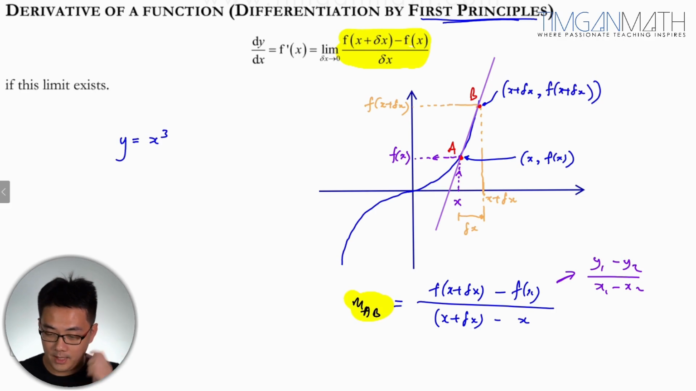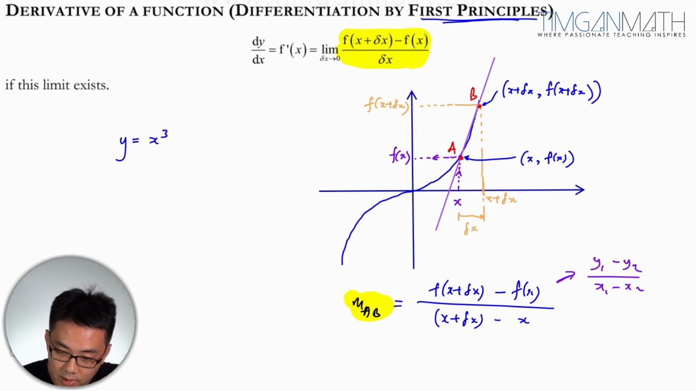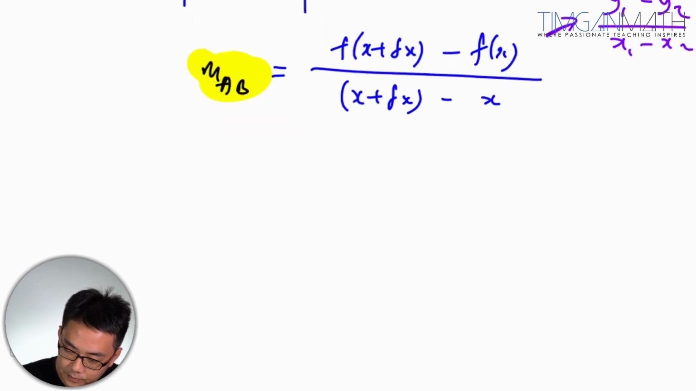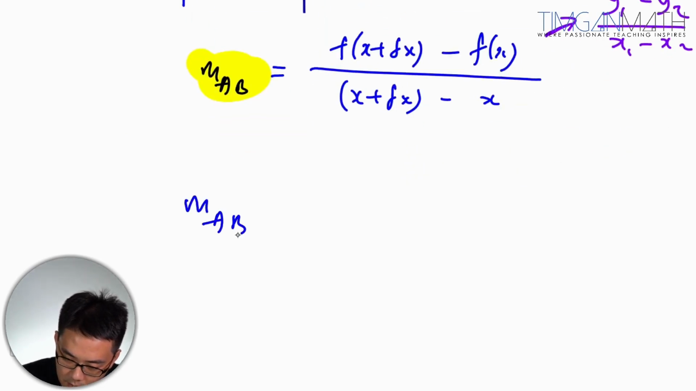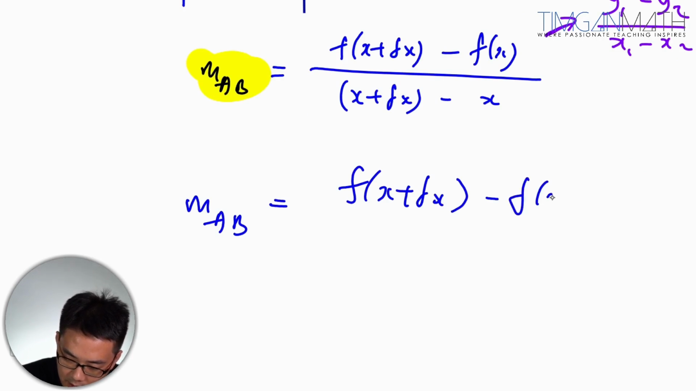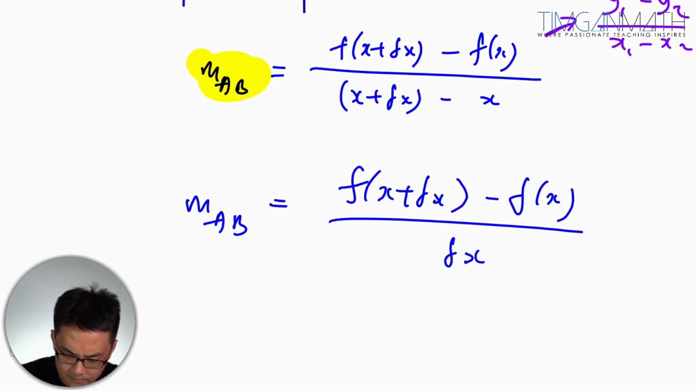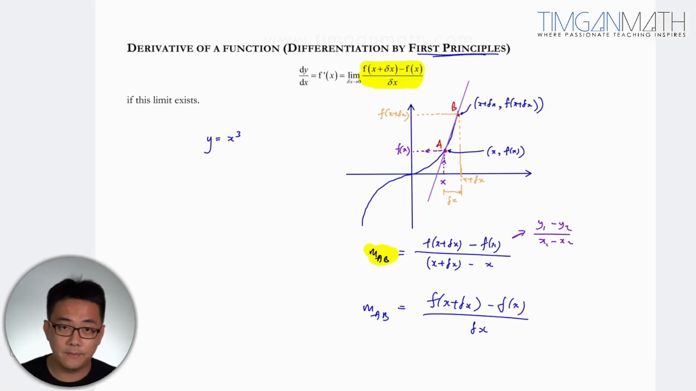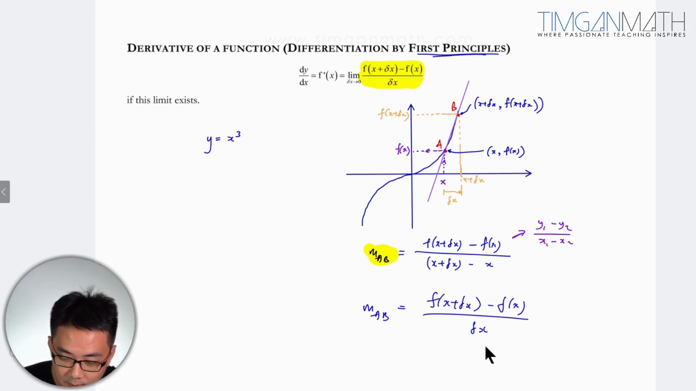Then we get this gradient m AB will be f of x plus delta x minus f of x over delta x, like that. This is how it's being derived. Now then what next? What next is I just make delta x a very small value. Then it will become the tangent there.